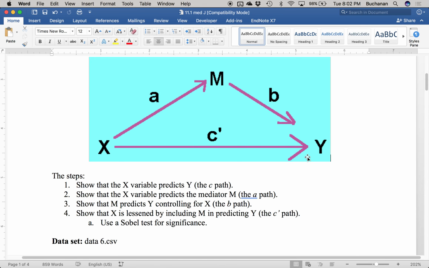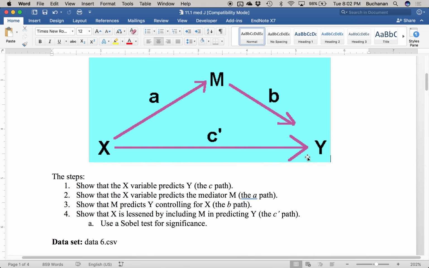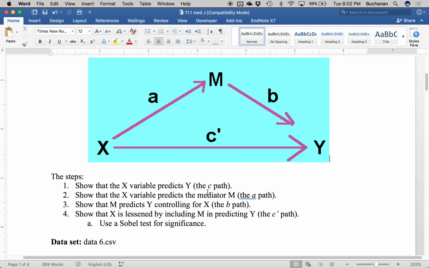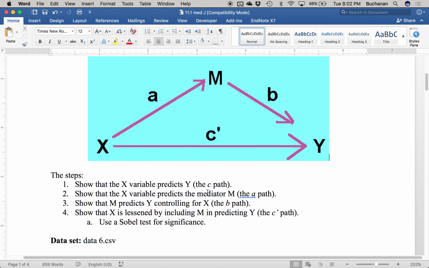Traditional mediation, when this first came out, showed that the C prime path should be non-significant. But now we've lessened that idea, so that C prime and C, remember C here is without M, C prime is with M, should be different from each other. And the way we can tell if C and C prime are different from each other is called the Sobel test. So we'll see as we go through here how we test each path and how to do a quick and easy Sobel test online.